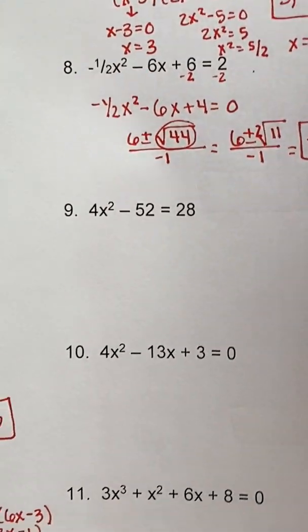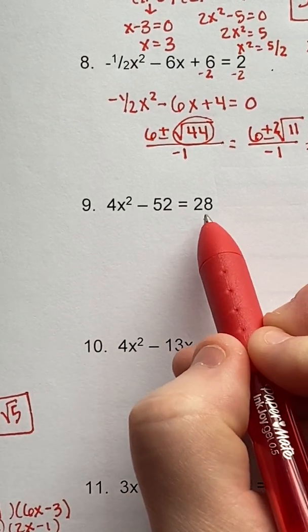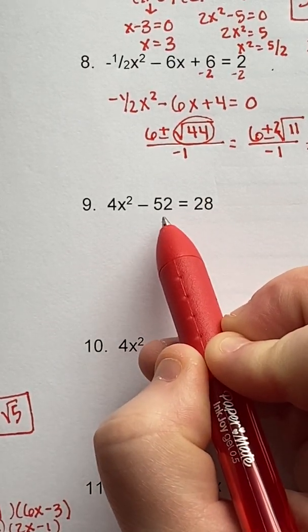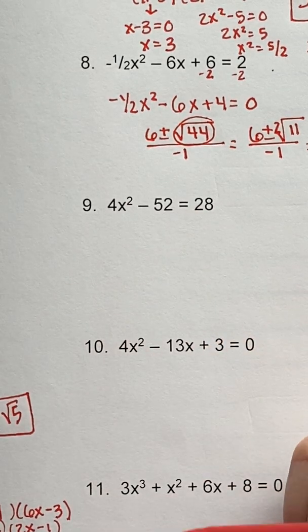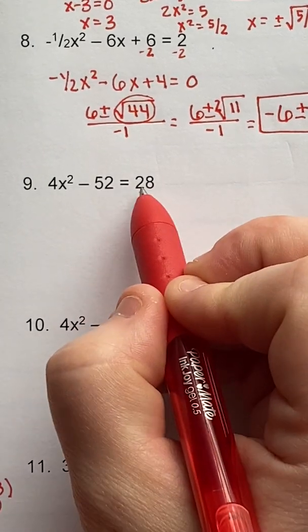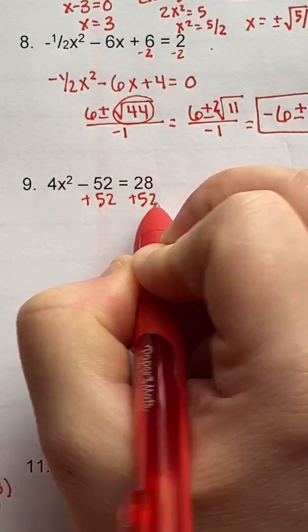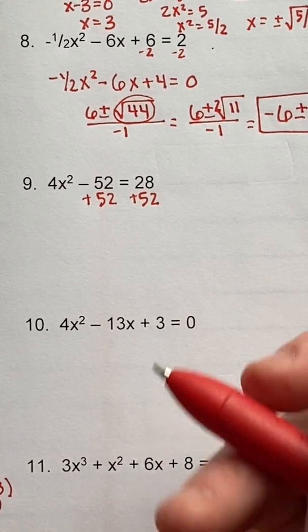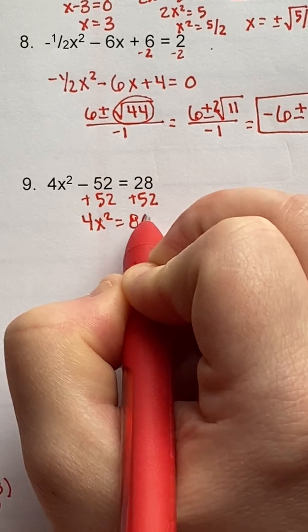On number 9, first thing I notice on the left side is I got 2 terms. If I take this 28, it's going to add to that negative 52, so I still got 2 terms. So the best way to solve something with 2 terms is to solve this thing straight out. So first thing I'm going to do is add 52 to both sides. 28 plus 52 is going to give me 80. So this is 4x squared equals 80.